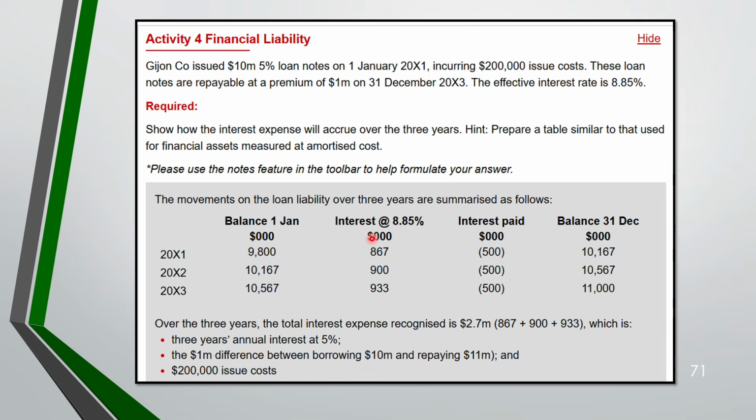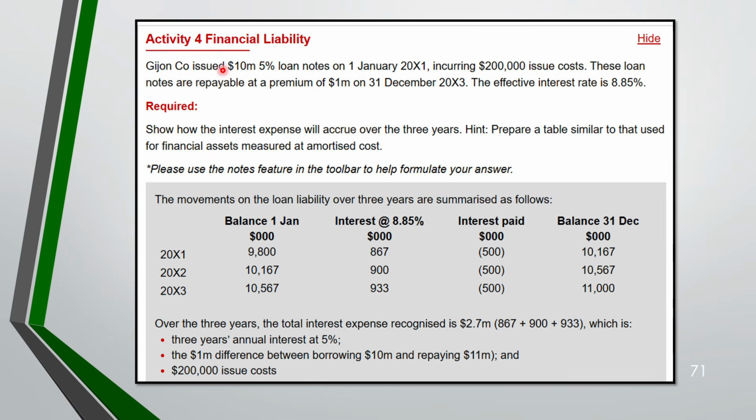From here, you add 8.85%. This is your effective interest rate. Then you deduct the interest paid. This 5% will not be on 10 minus 200. It is on this 10 million only. So it's 500, 500, 500. This amount becomes the closing balance, and then this closing becomes the opening balance for the next year, until you get this 11,000. It has to be 11,000.